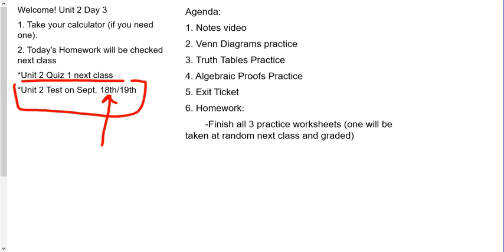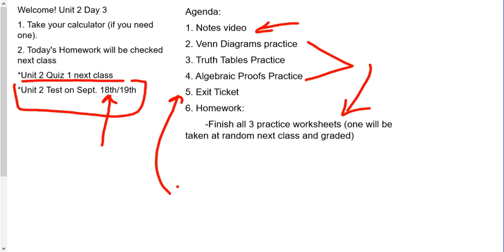So we have the notes video, which is what you're watching right now. And then we do have these 3 practice items. If you do not finish them, they will be for homework. And I will take one at random next class to grade and collect. The sub should be handing out your practice packet with these 3 items in it. And at the end of class, you will have 15 minutes to complete the exit ticket. Now the exit ticket should be done on your own. It should not be a partner activity. It will be done independently, so it should be quiet in here.